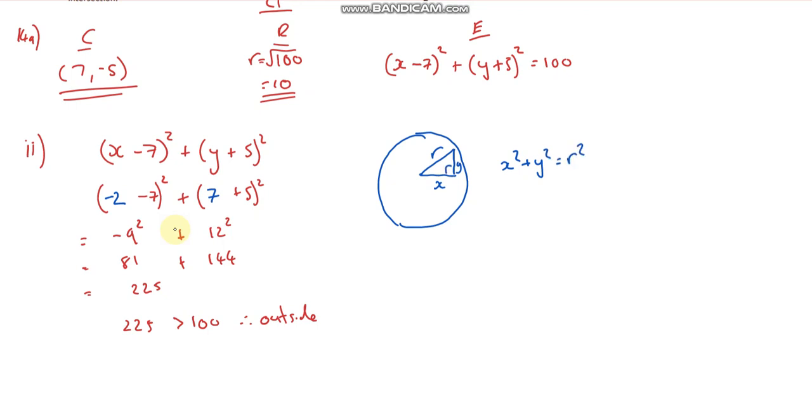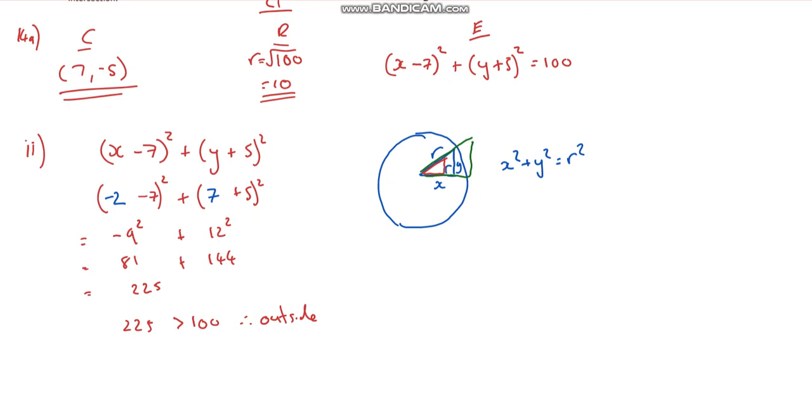So if you do the left hand side and work out that this value is less than r squared, then your triangle has to be a wee bit smaller, doesn't it? So it's inside the circle. But if your triangle is bigger, if your x squared and y squared come out as more than r squared, then you're beyond there, aren't you?